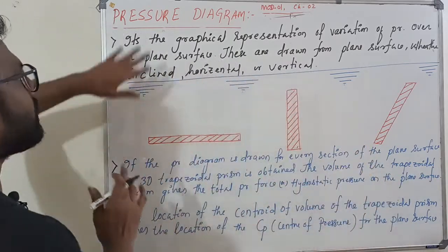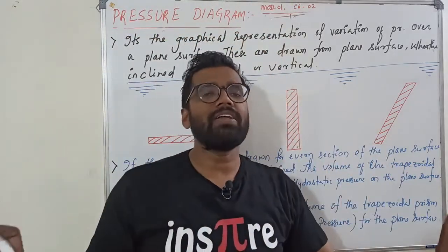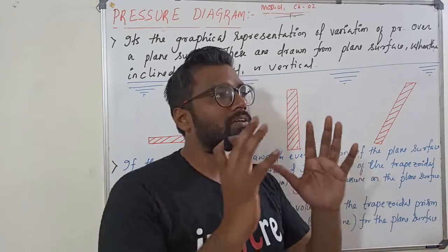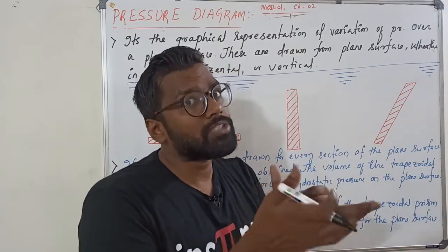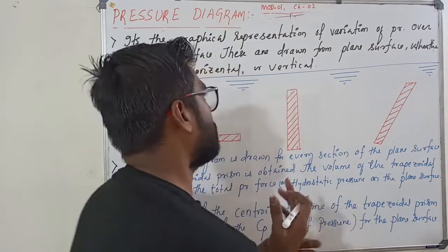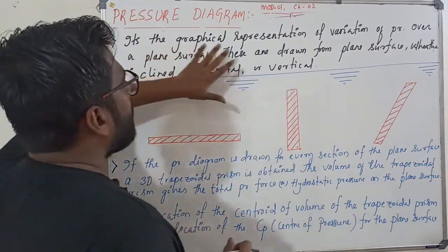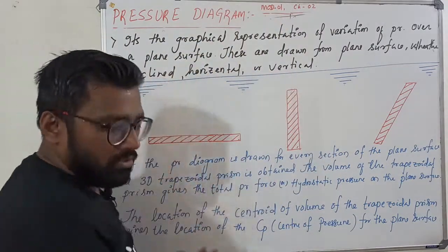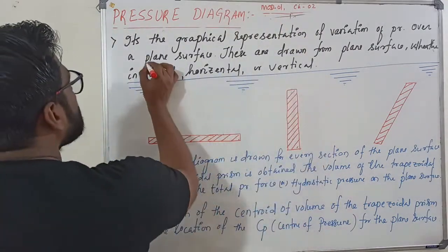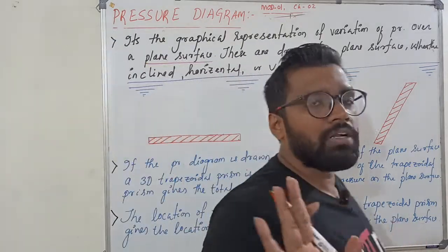Okay. So now coming to the pressure diagram. What is it? Sir, it's a graphical representation. Okay. At the end of the day, you'll get a pressure prism. You'll get a pressure prism, a trapezoidal pressure prism. So it's a graphical representation of the variation of pressure over the plane surface. Like I told you, it is over the plane surface, and it's not for curved surfaces.